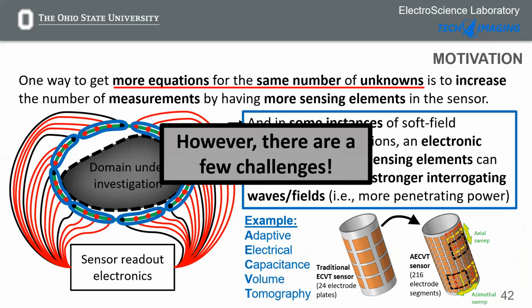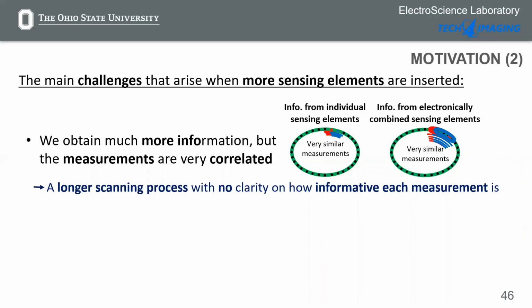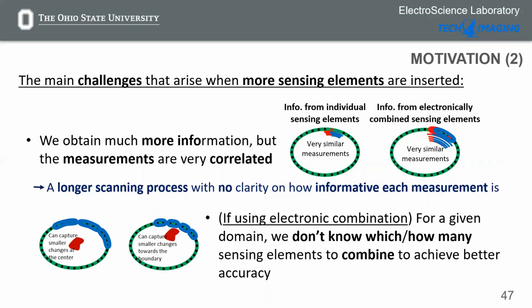There are a few challenges with this approach, however. The first challenge is that although we can obtain more information, our sensing elements are much closer together, which means that the measurements are very correlated. So we have now a longer scanning process with very little clarity on how informative each measurement is. The second challenge is that if we use electronic combination, we don't know exactly which sensing elements to combine to achieve good performance in general. So we have problem-dependent tuning.